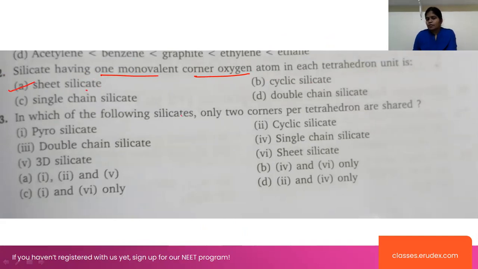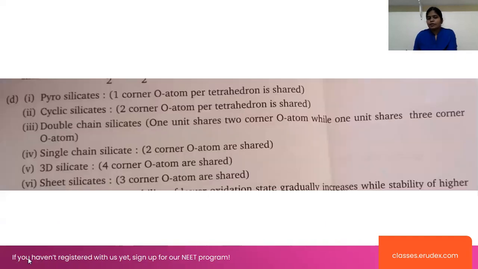Okay. And in which of the following silicates are 2 corners per tetrahedron shared here? So look at here, I am giving you some simple ones. Pyrosilicates, only 1 corner oxygen atom per tetrahedron is shared. Okay. Next one, in the case of the cyclic, 2 corner oxygen atoms per tetrahedron are shared. Double chain silicates, 1 unit shares 2 corners of oxygen atoms, and the other unit shares 3 corners of oxygen atoms. Single chain silicates, only 2 corner oxygen atoms are shared. 3D silicates, 4 corners of oxygen atoms.